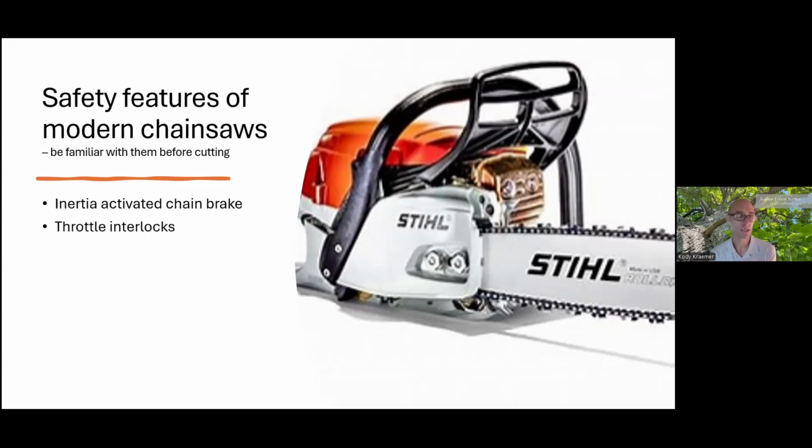Throttle interlocks, I know we sometimes complain about them. Some of them aren't the most ergonomic or user-friendly, but they don't allow you to engage the throttle unless you're gripping that rear handle. Chain catcher, it may only work once and need to be replaced, but make sure your chainsaw has a working chain catcher. A lot of them are aluminum, some of them are plastic, but it's going to keep that chain from getting too far off the bar if you do happen to throw your chain.